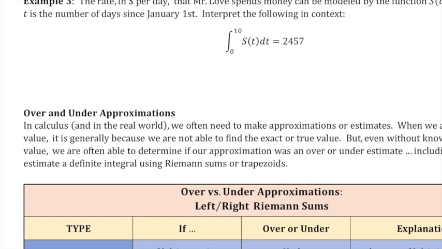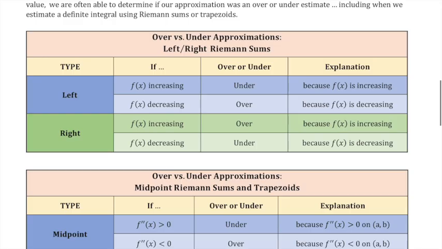where T is the number of days since January 1st. Interpret the following context. So, in the first 10 days of January, Mr. Love has spent a total amount of $2,457. And again, because you're spending every day, you're just adding up the amount you spend. So this is going to be a total change. Okay, moving on to the next idea.